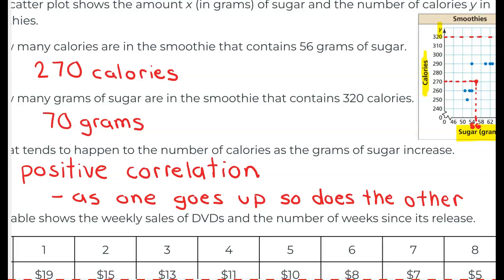Like the example I mentioned at the start of class, if you work out more, you're going to be able to lift more weights. That's positive correlation. As you get older, your height increases. That's positive correlation. But then there comes a point where you start getting old. Now you have what we call negative correlation, where as one unit goes down, the other unit goes down as well. And there's something called no correlation, where you can't really see any relationship between two things that are not related. So like the amount of food you eat and, I don't know, when your birthday is. Those two things are not correlated.